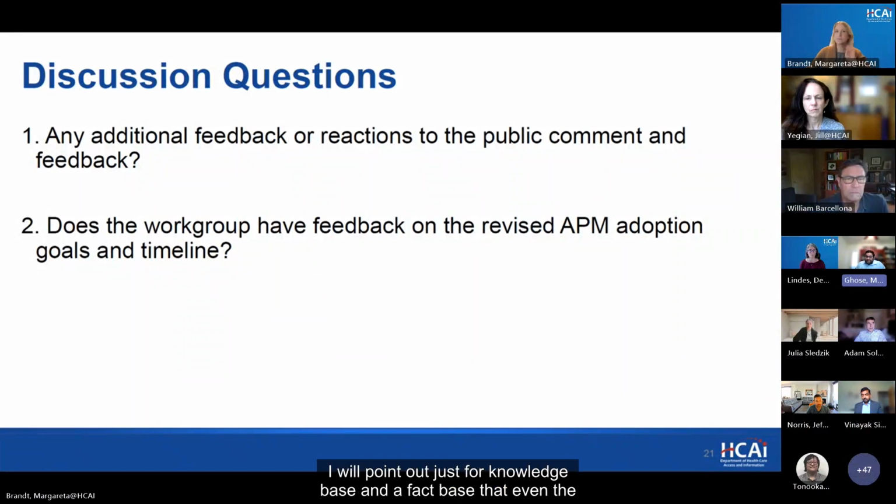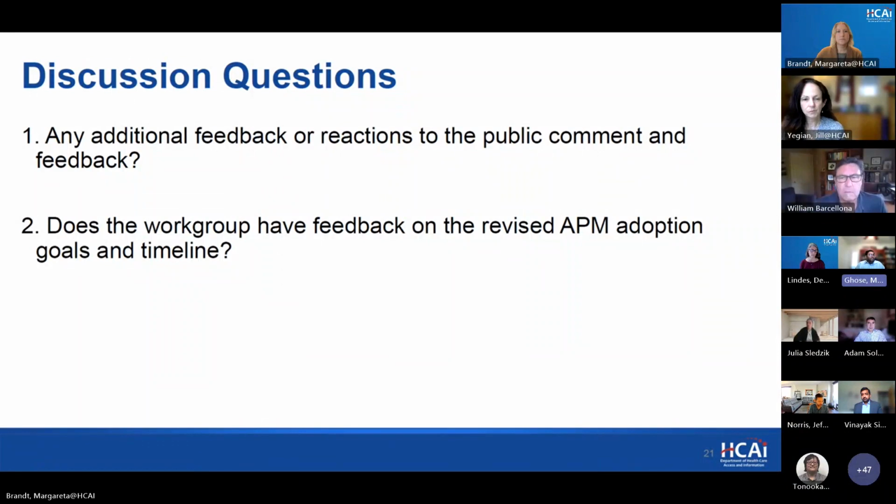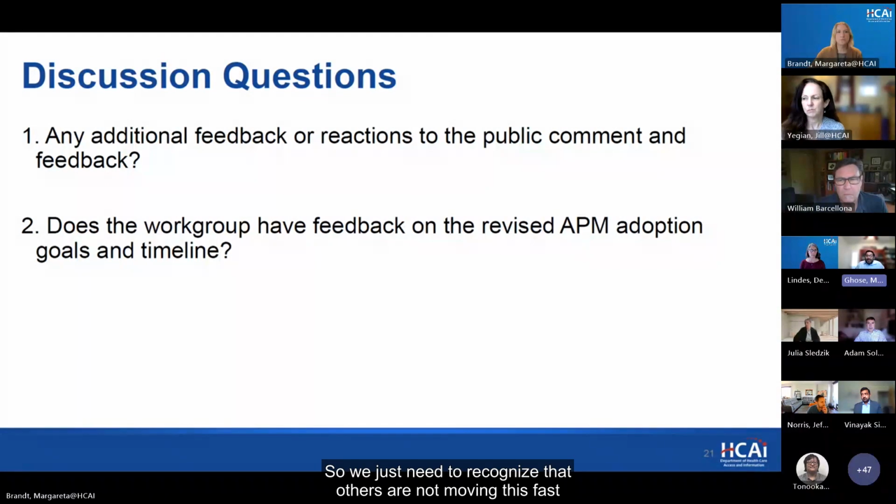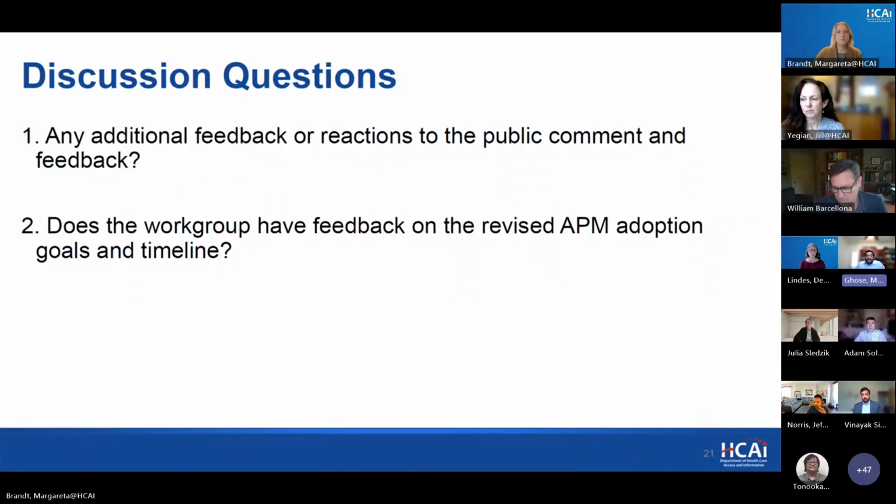However, I will point out, just for a fact base, that even the revised goals are more aggressive than HCP LAN on a national level. That's important to understand, specifically for commercial PPO and for Medicaid. We just need to recognize that others are not moving this fast, and systems, whether it's providers or plans, will have to make significant investments to pursue these goals.